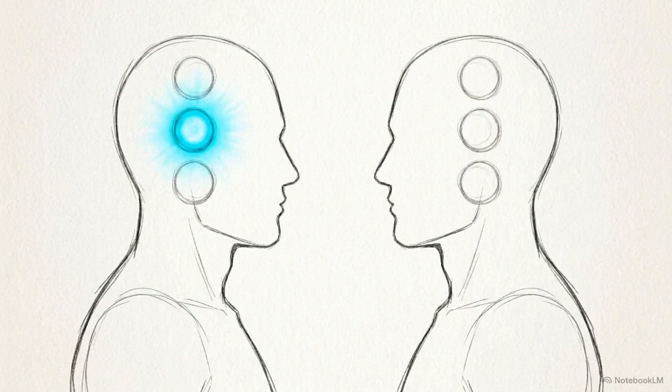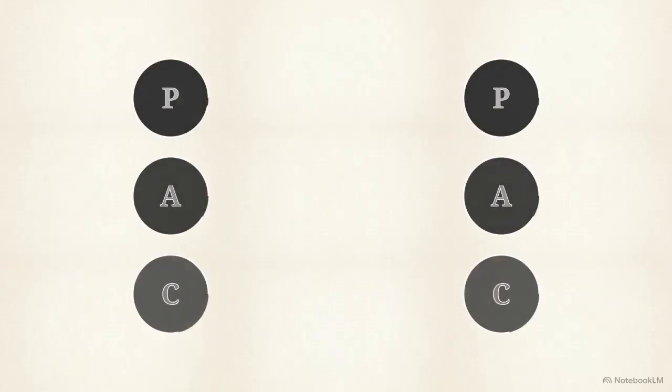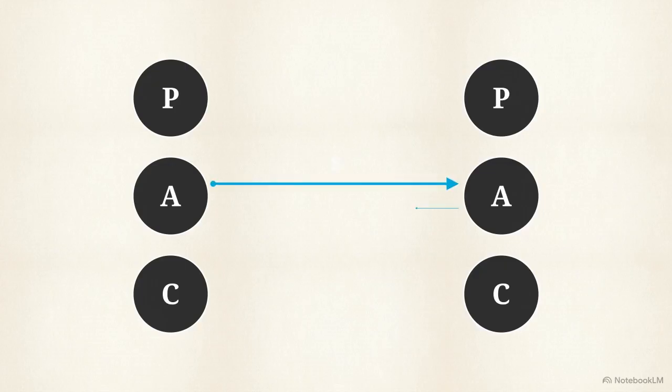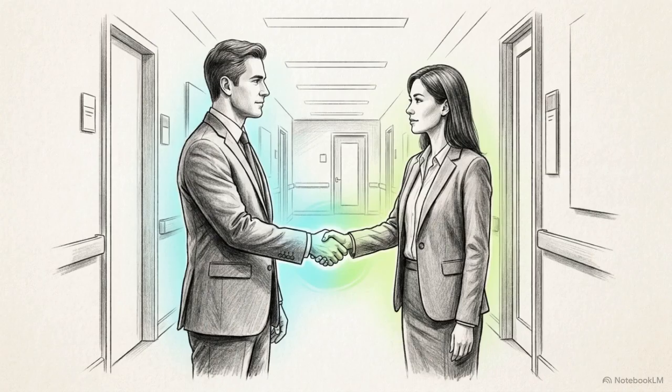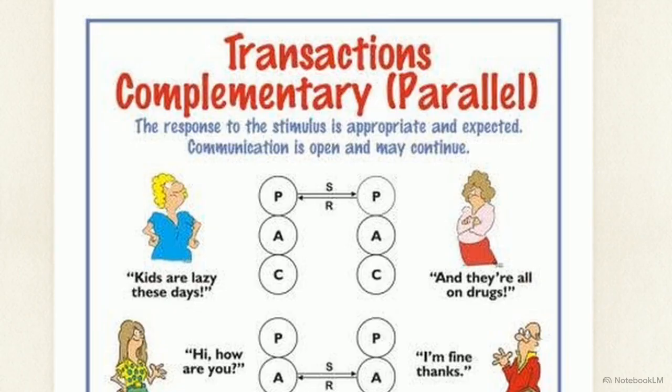Recognizing which of these three internal states is active is the required first step before you can analyze any interaction between two different people. When two people interact, we can map communication vectors to track the exact trajectory of a message from one person's PAC stack to the other's. Healthy communication requires a complementary transaction where the response comes from the exact ego state that was addressed. This chart maps these vectors out.